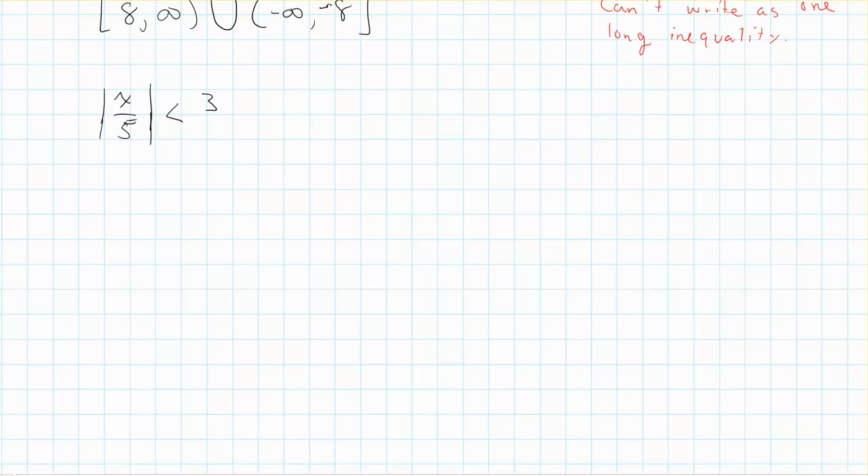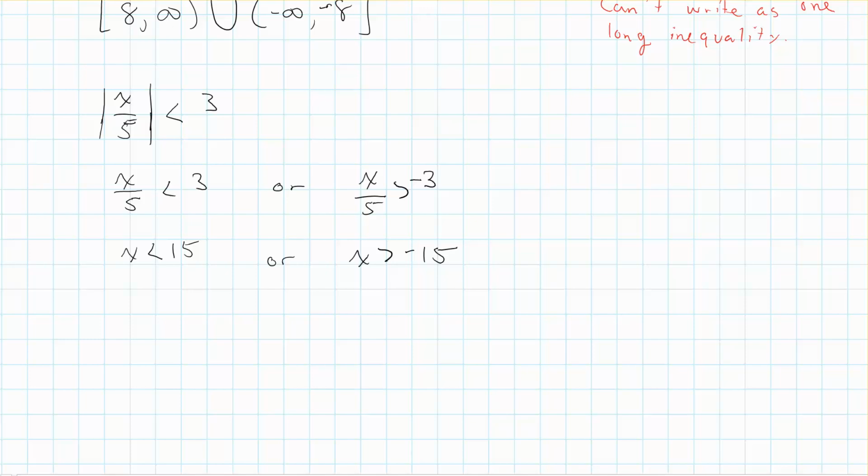Okay, now we're still going to approach this how we learned in the previous problem. We're going to have two inequalities here. We're going to have x over 5 being less than 3, or x over 5 being greater than -3. Now these are both pretty simple to solve. Multiply both sides by 5. So x would be less than 15, or x would be greater than negative 15.